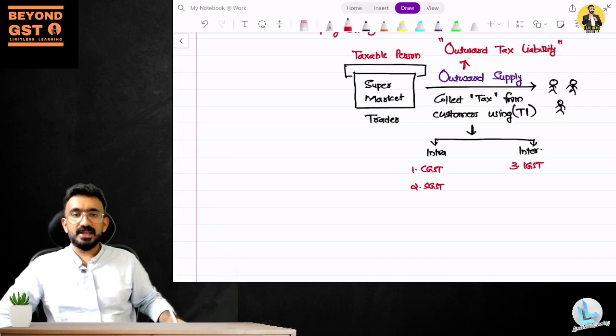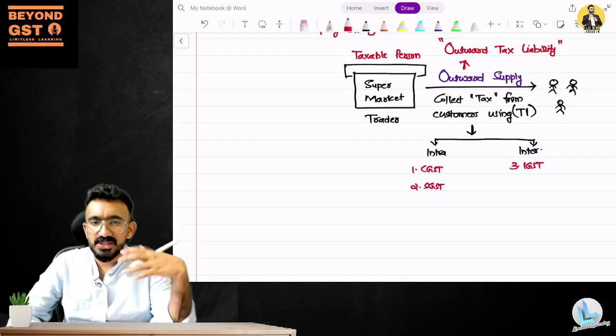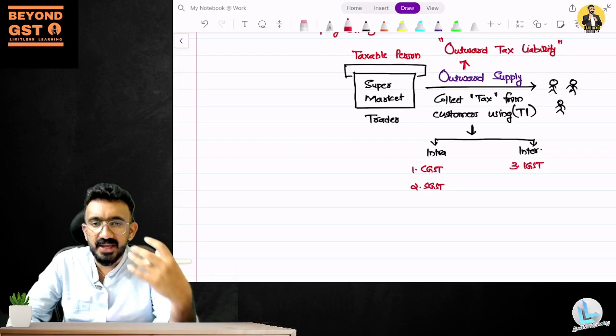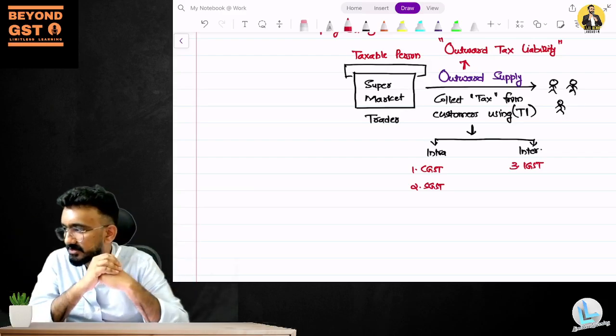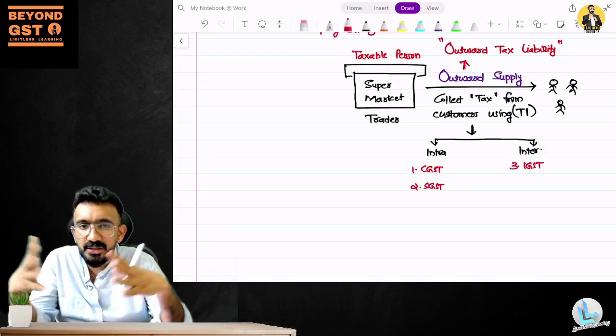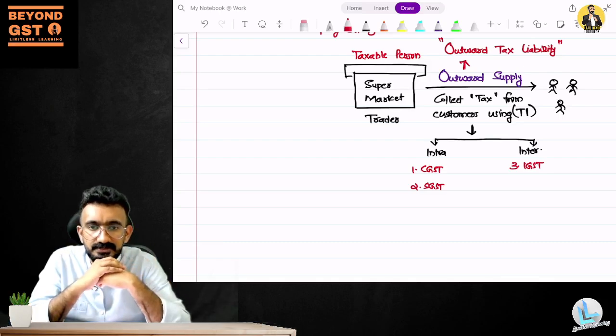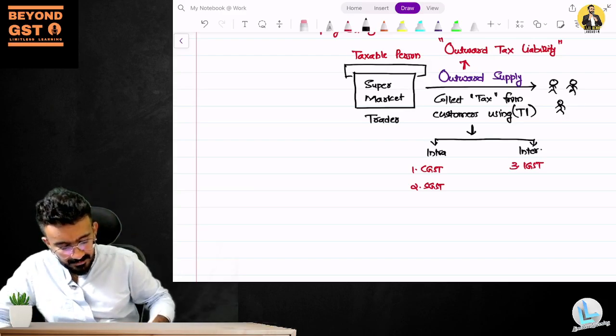If he is making intrastate supply, his invoice would contain CGST, SGST. What's an intrastate supply? Location of supplier and place of supply are in the same state or union territory. What is interstate supply? Location of supplier and place of supply are in two different states or union territory. So he can have three types of outward tax liability in a month in terms of taxes to pay.